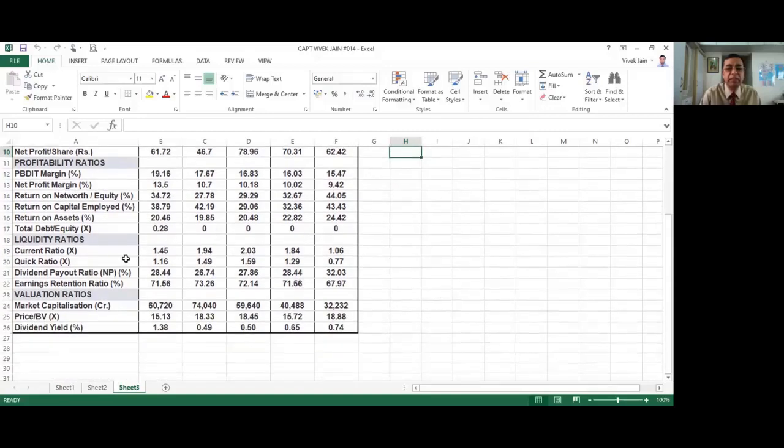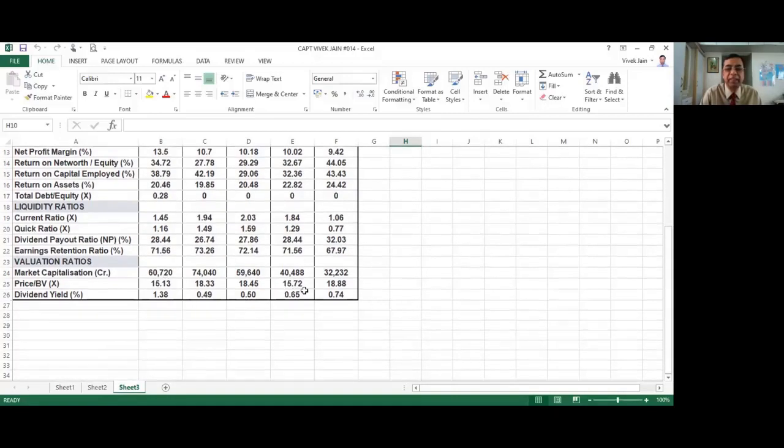Current ratio and quick ratios are also very handsome, very good, very acceptable. Dividend payout ratio, absolutely like a benchmark, is between 32% and 28%, and the earnings retention ratio is 68% to 71%. Market capitalization is also very good. It's a large cap, more than 10,000 crores, ranging between 32 to 60,000 crores.